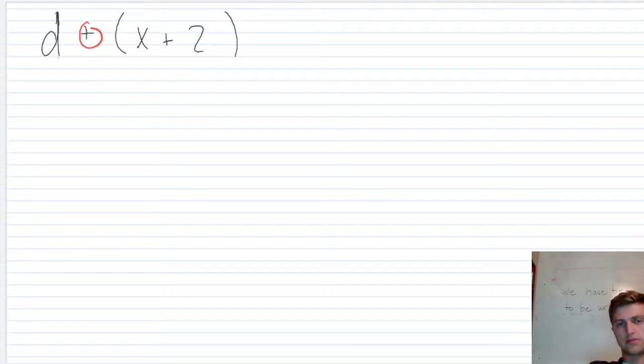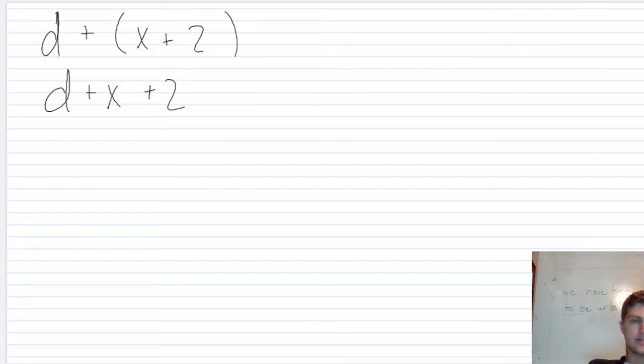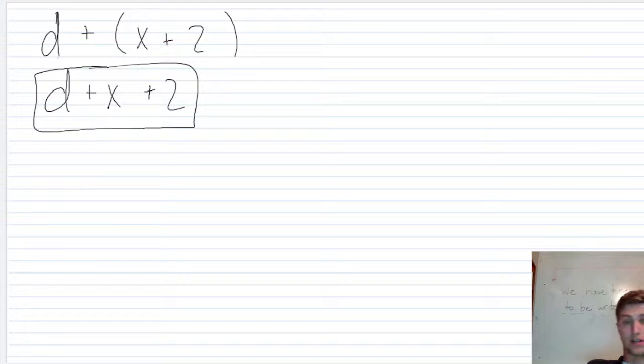So what's a positive times x? That'll give us positive x. And what's a positive times positive 2? That'll just give us positive 2. All right, so we distributed through the positive. We got rid of the parentheses. This is what we're left with. Nothing fancy. Now let's take a look at another example.